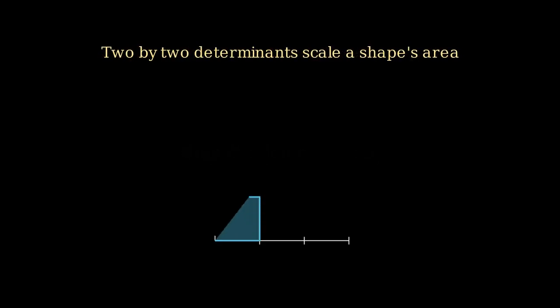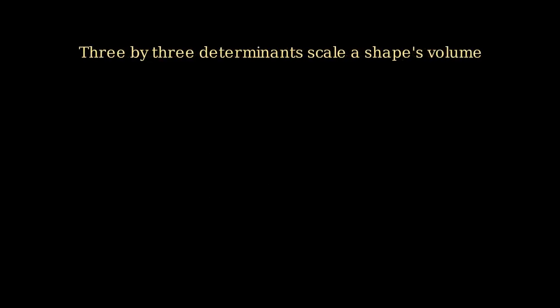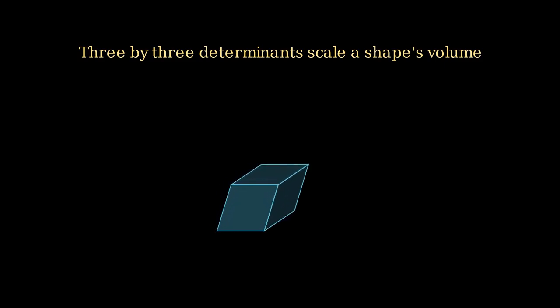Before we calculate, it helps to picture what a determinant means. For a 2 by 2 matrix, it tells us how much a flat shape's area gets scaled, and for a 3 by 3 matrix, it tells us how much a solid shape's volume gets scaled. So watch how the same idea in 2 dimensions grows into 3 dimensions.